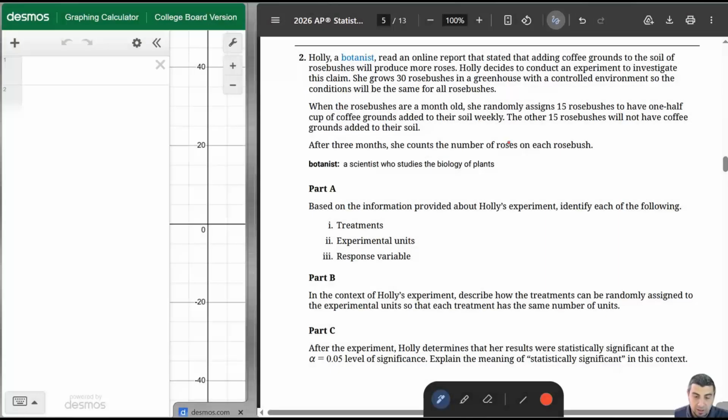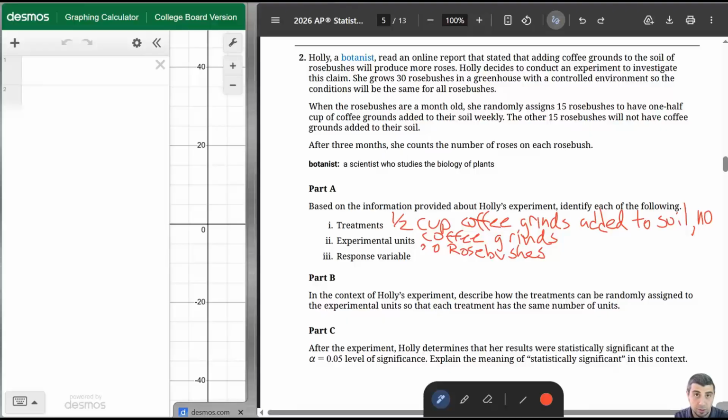Number two, we have Holly that is determining whether coffee grounds help rosebud bushes. Part A, based on the information provided about Holly's experiment, identify each of the following. The treatments are the half cup of coffee grinds added to the soil of each of the 15 rose bushes and the other group of 15 not having any treatment. The experimental units, these are the 30 rose bushes. The response variable, this would be the number of roses on each bush after 3 months.